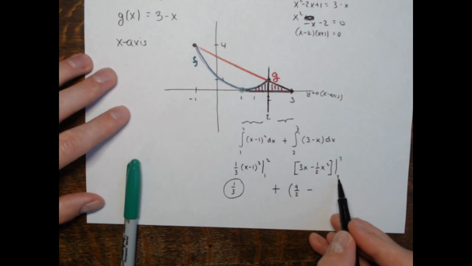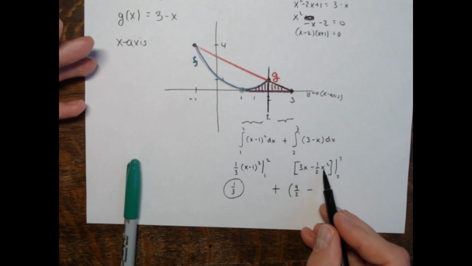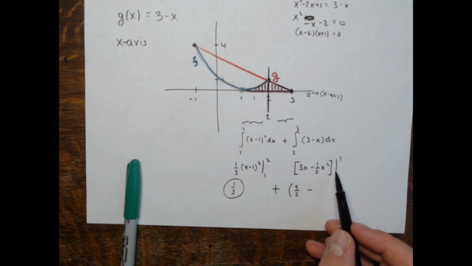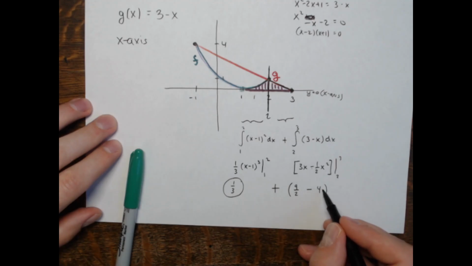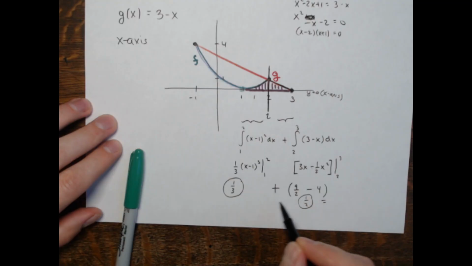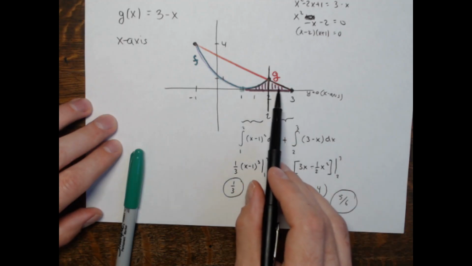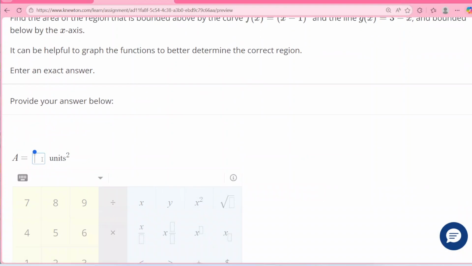Then minus 6 minus half of 4, 6 minus 2, so 4. But 9 halves minus 8 halves, that's just a half. So we get a third plus a half, 2/6 plus 3/6 for 5/6 total. This little purple area I shaded here has a total area of 5/6 square units.